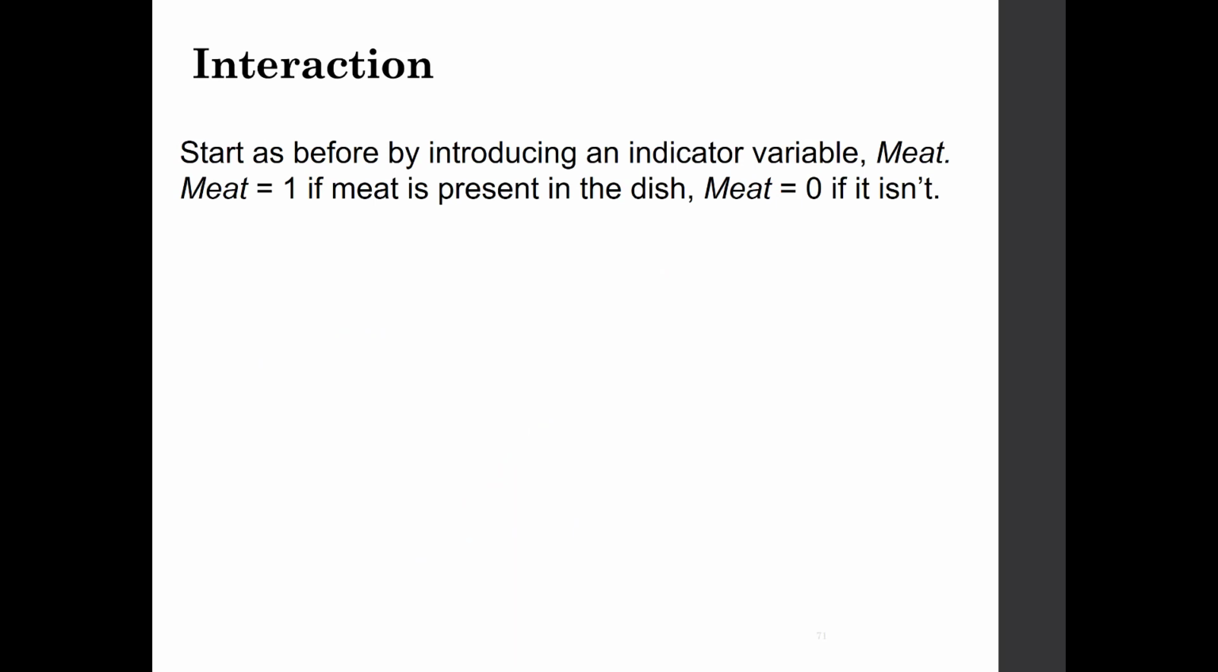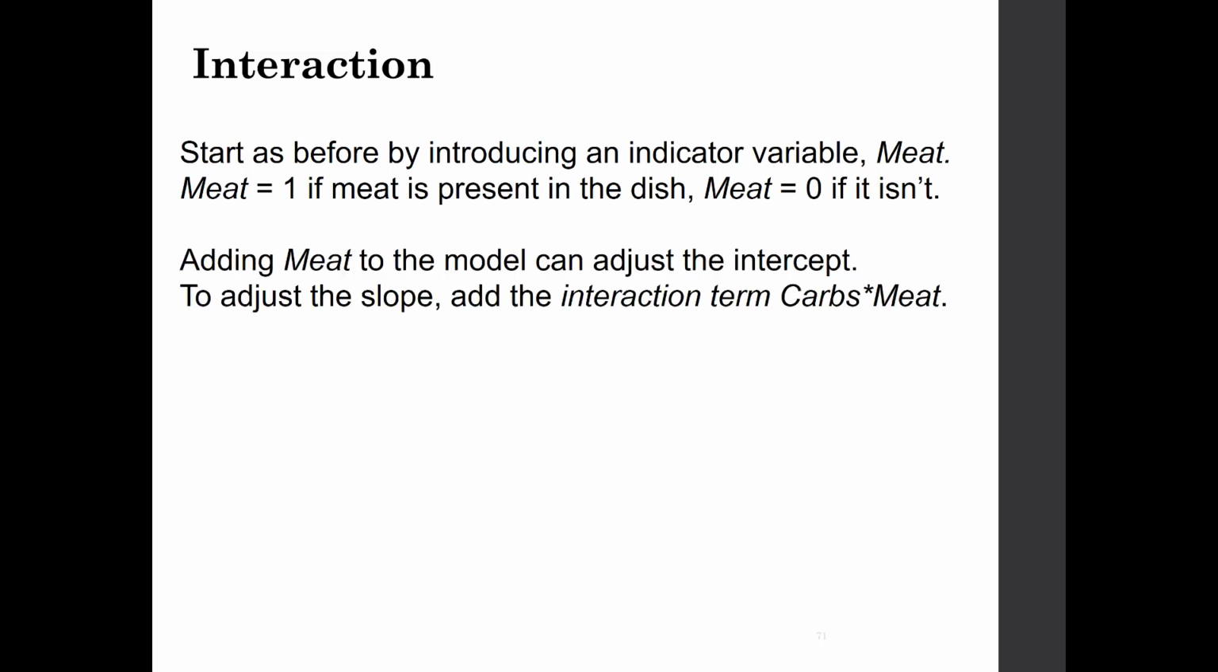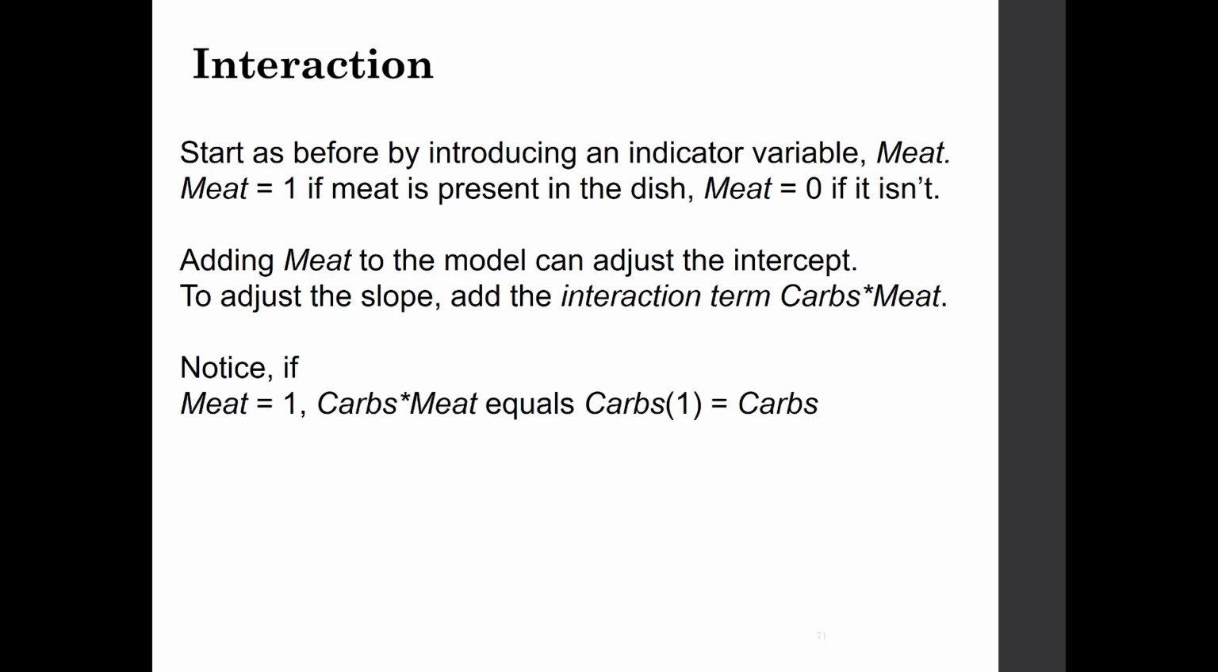So how do we run our model? Well, we start just like we did before by introducing an indicator variable for meat. So we're going to call meat 1 if meat is present in the dish and 0 if it isn't. Adding meat to the model can adjust the intercept, but to adjust the slope, we've got to add that interaction term, carbs times meat. Notice that if meat equals 1, the interaction term carbs times meat equals carbs times 1 equals carbs. And if meat equals 0, then that interaction term equals 0.